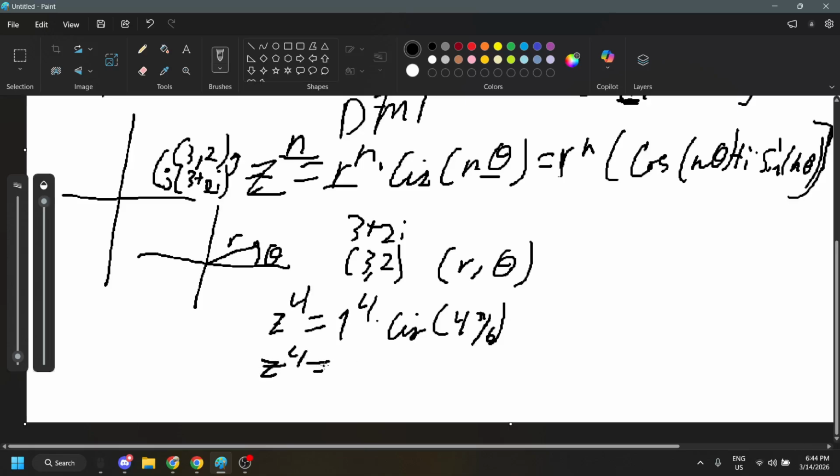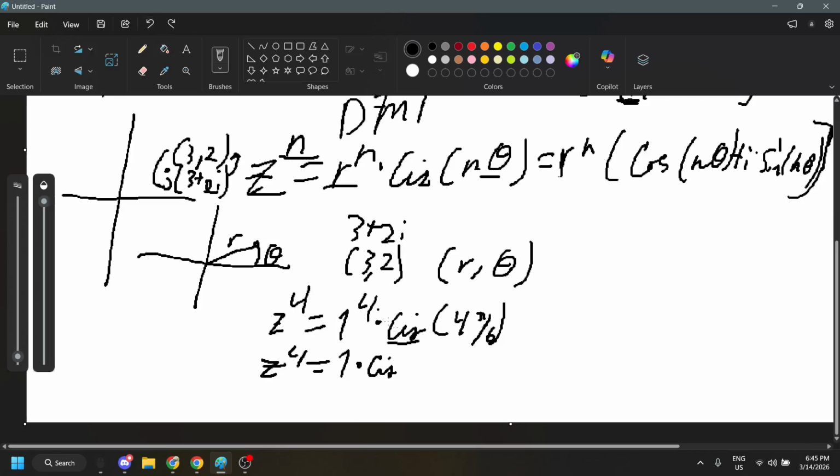Okay, z to the 4 is equal to. How would you rewrite this so we can do this more easily? 1 multiplied by cis of 4 pi over 6. Cis stands for cosine plus i sine.